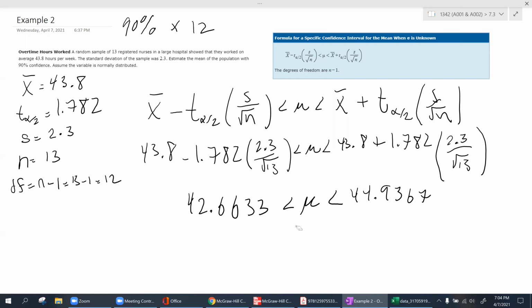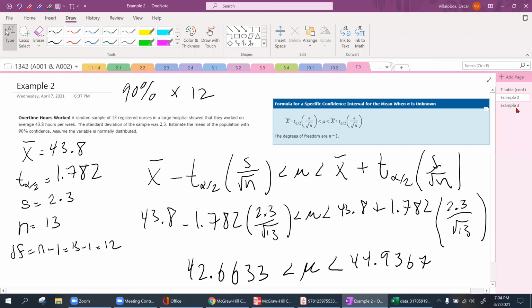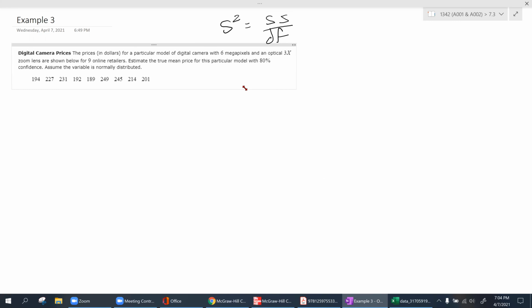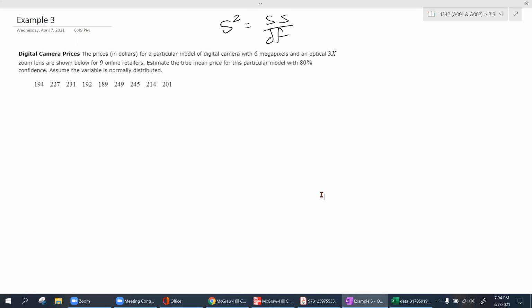If you were explaining this, one can be 90% confident that the true average hours worked is between 42.7 and 44.9 hours, based on the sample of these 13 nurses. Precisely, between 42.6633 and 44.9367. So it's pretty straightforward. But specifically, what I mentioned in the last section, especially for the test, we're bringing it back.